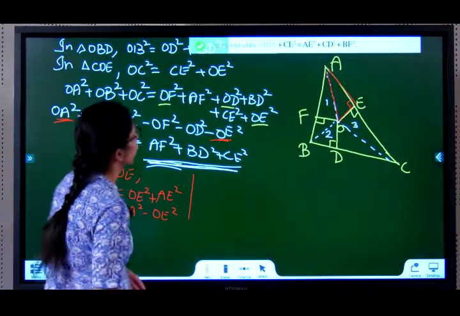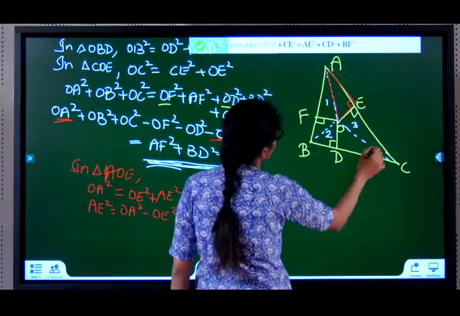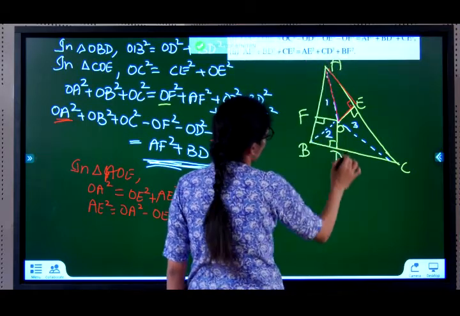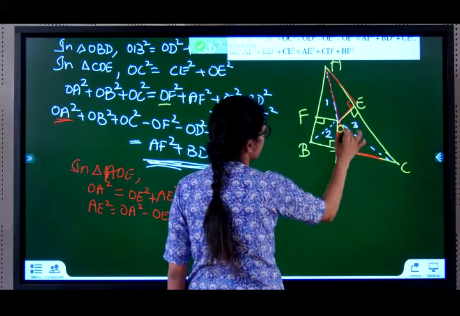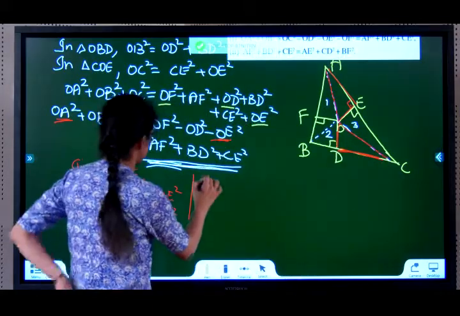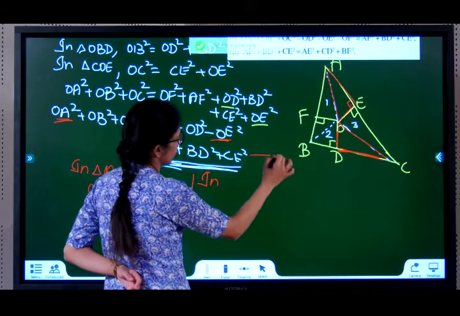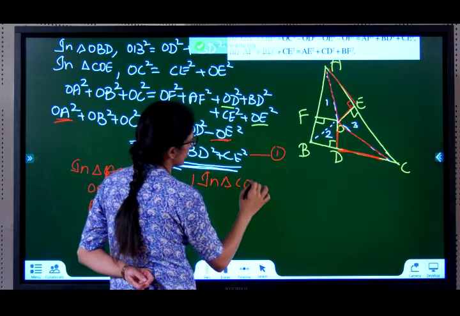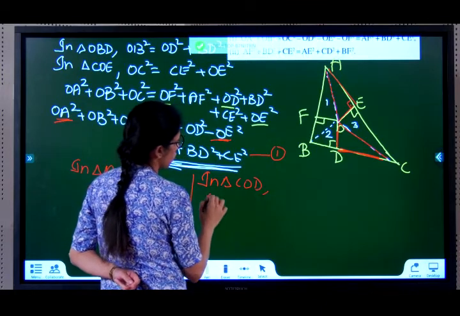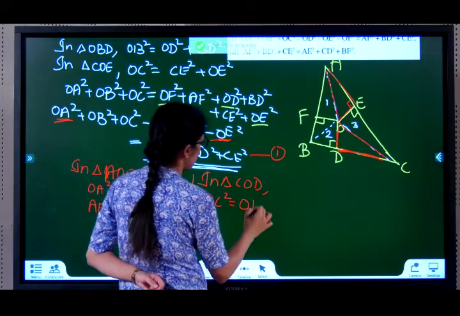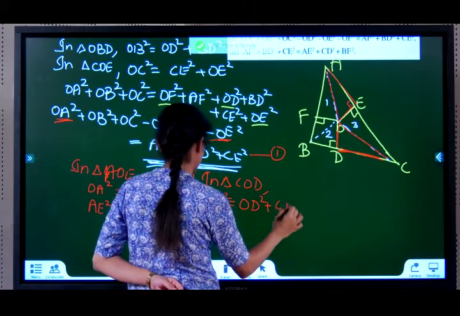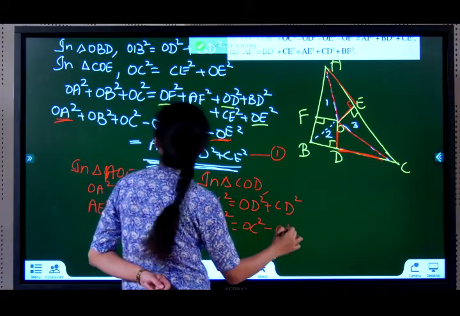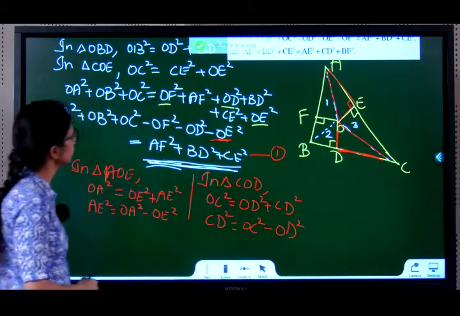Similarly, they also have BD square. Similarly, they also have CD square. So, now this is CD. This is your next triangle that you have to take. So, in that triangle, let's call this above equation as 1 because you are going to substitute there. In triangle COD, OC square is equal to OD square plus CD square. What is CD square? OC square minus OD square.